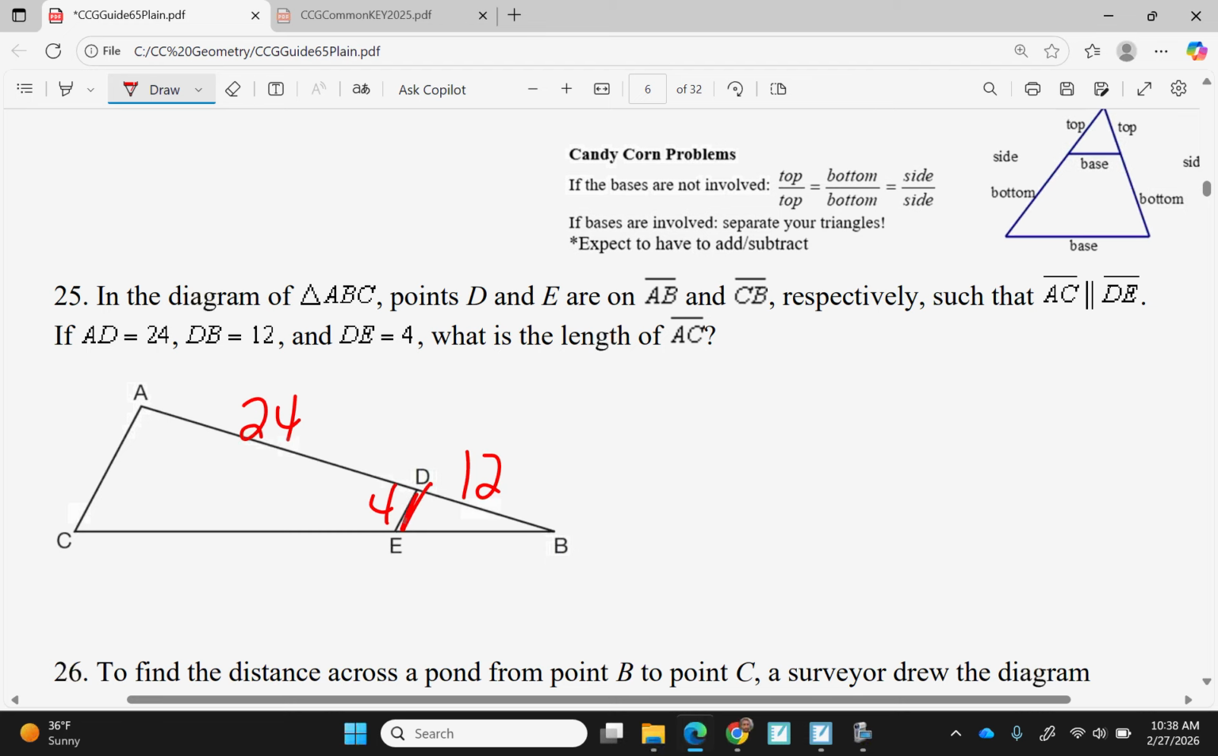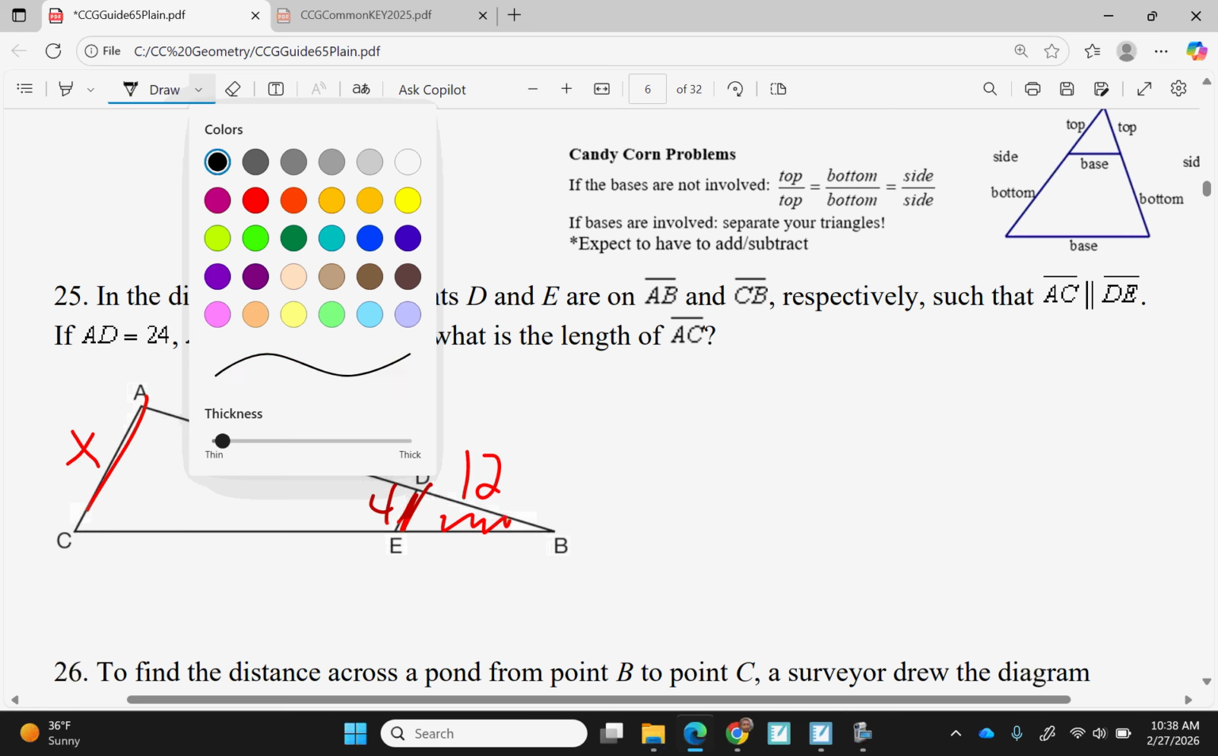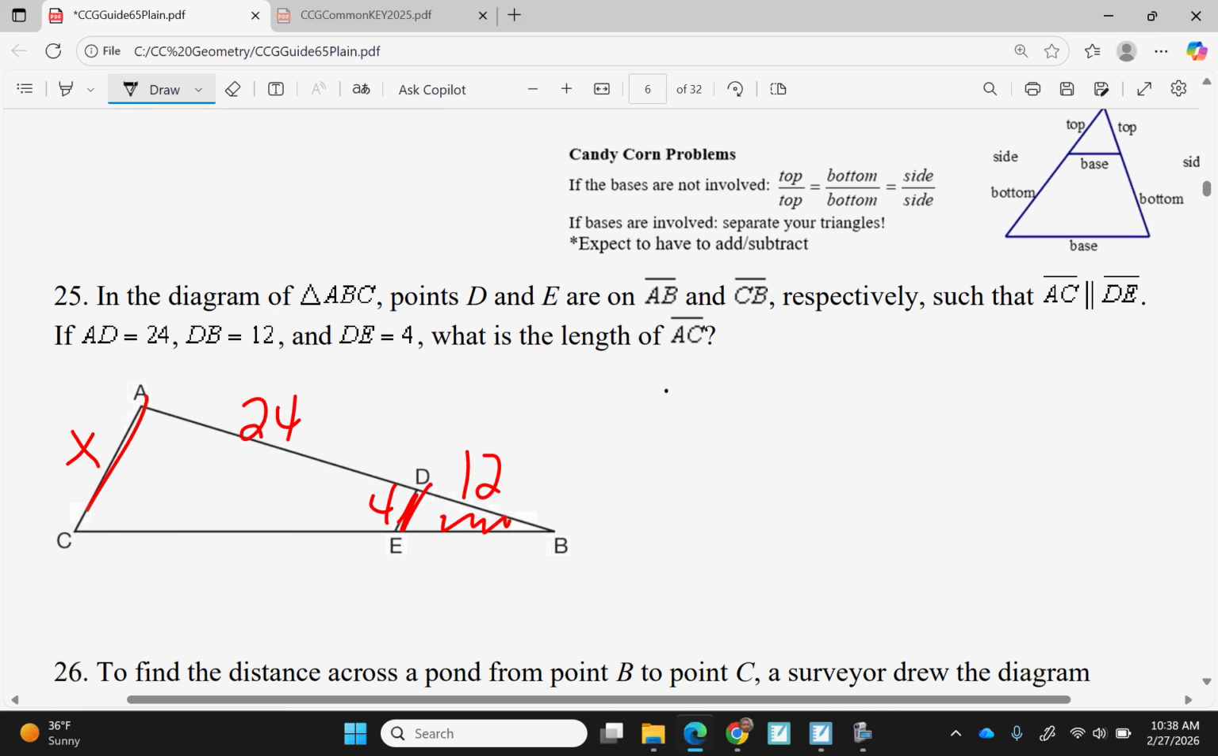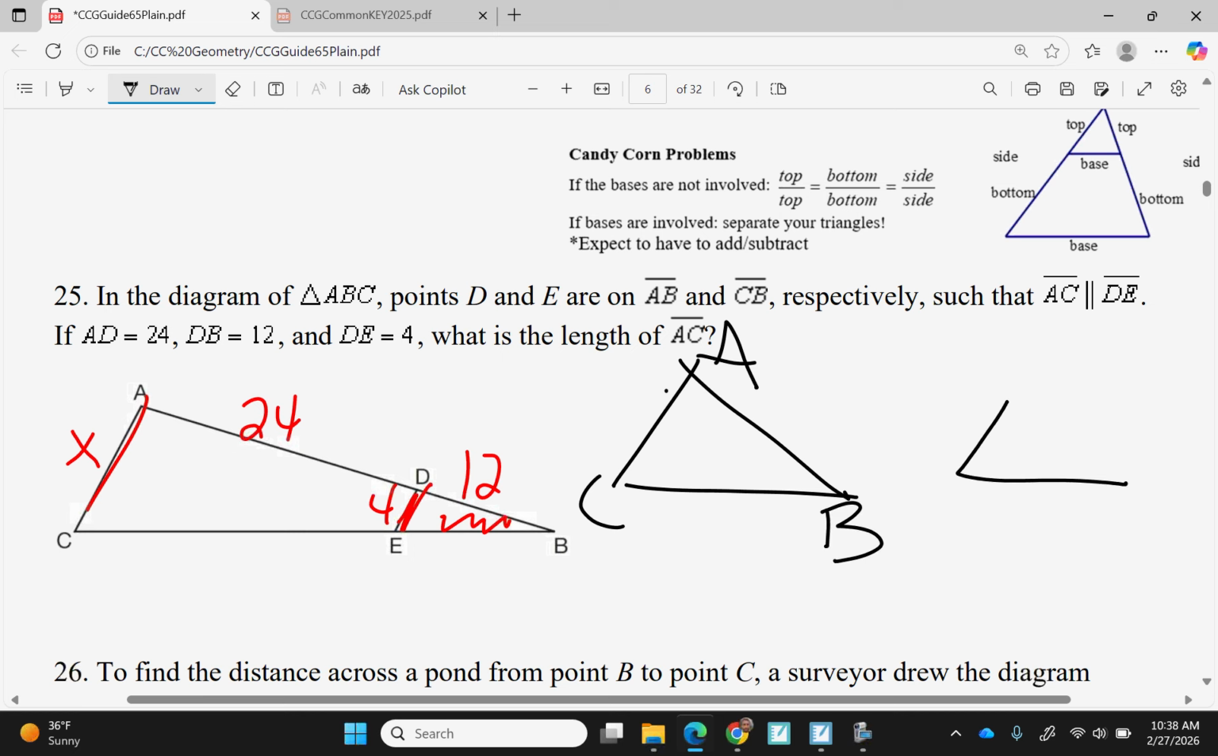Now if the bases are involved, always put an X on what you're trying to find. I like to always color on the top of my candy corn so I can see what's going on. Separate the triangles, and draw them as accurately as possible. The big triangle: A's up top, C's in the bottom left, B's in the bottom right, and then D, E, B.